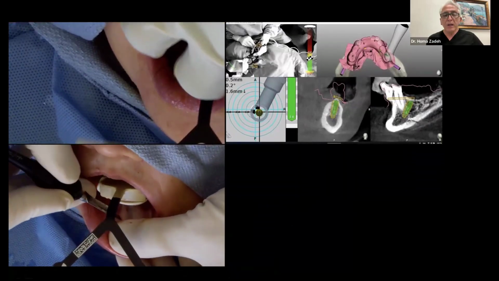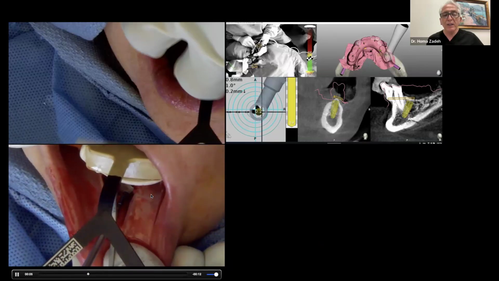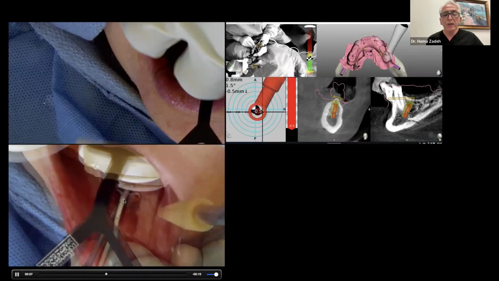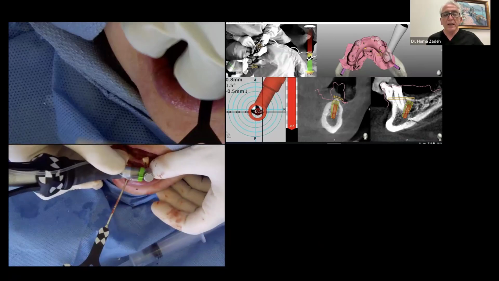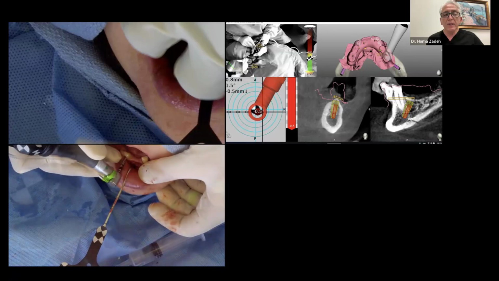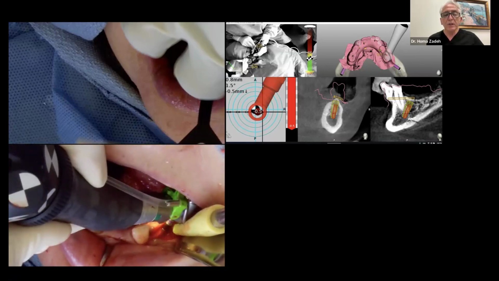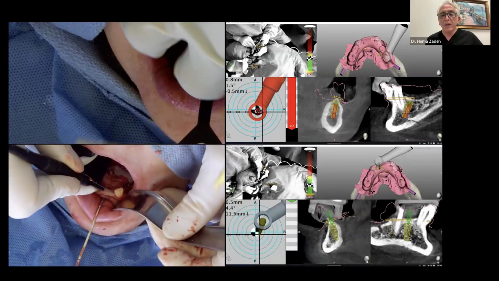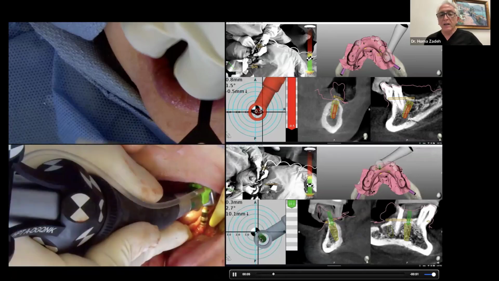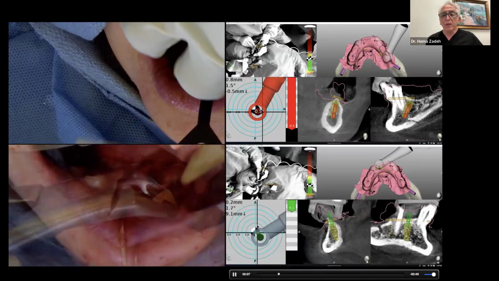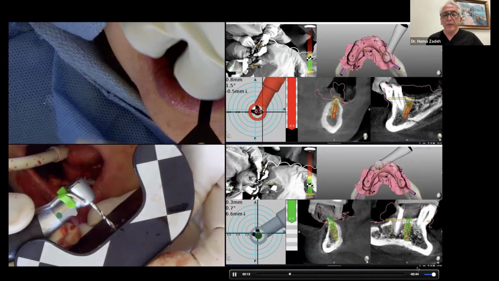Then we are attaching a different tracker because we're going to extract all the teeth. This is a bone-supported tracker. And then you see that we're placing implants. First, we calibrate the implant, and then we are placing the implants with a new tracking, and we can see our drilling, osteotomy, and making sure that we have the bullseye to be in good position.